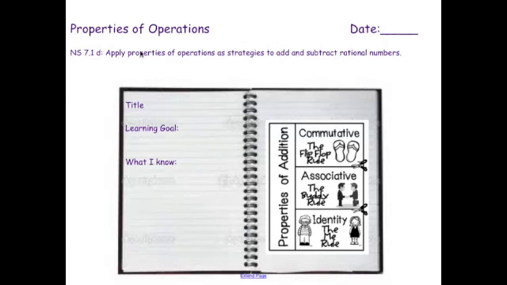Today's lesson is Properties of Operations, and the standard is NS 7.1D: Apply properties of operations as strategies to add and subtract rational numbers. Your learning goals should be across the top of your page, and you should always already have your interactive manipulative taped into your notebook appropriately.